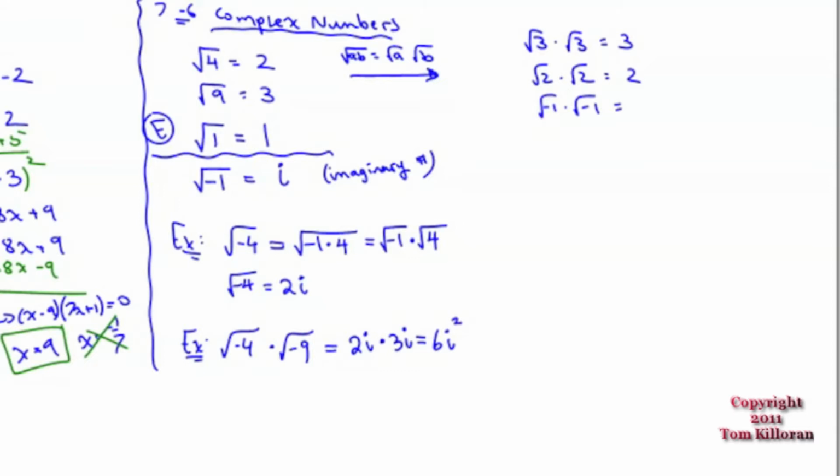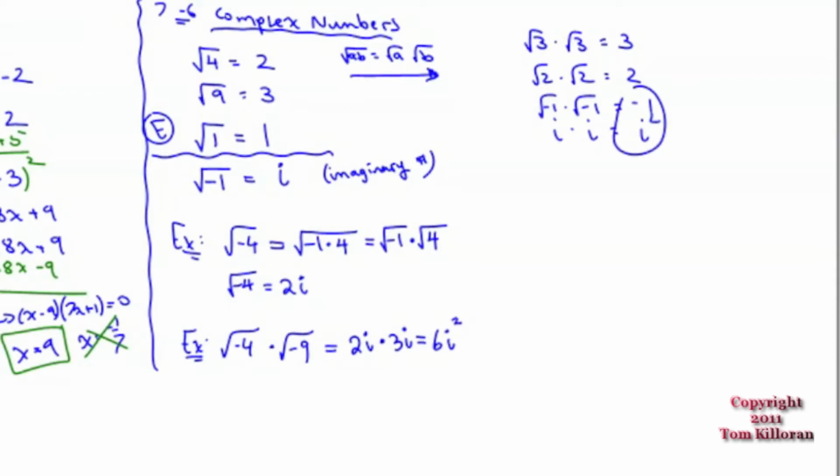Square root of 3 times square root of 3 is 3. Square root of 2 times square root of 2 is 2. Square root of negative 1 times square root of negative 1 is negative 1. You can't change the pattern. So i squared is equal to negative 1. This is i squared, because it's i times i.